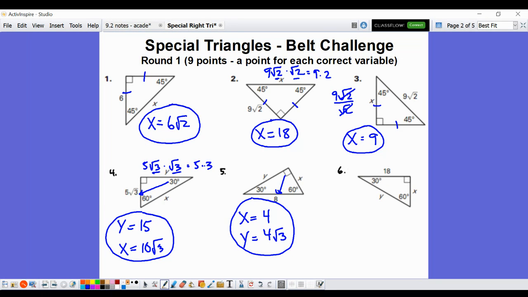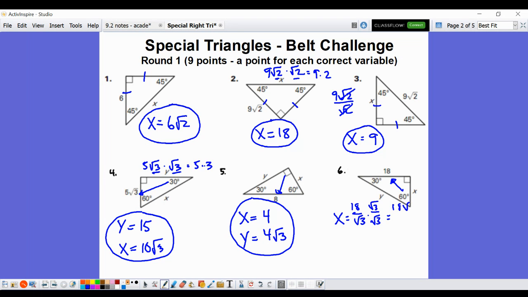Number 6, possibly the worst case scenario we have here in this first round 1. You have the long leg at 18. So to go back to the short leg x, you divide by square root of 3. So x is going to be 18 divided by square root of 3. Recall, we cannot keep that as 18 divided by square root of 3. So we multiply by square root of 3 over square root of 3.